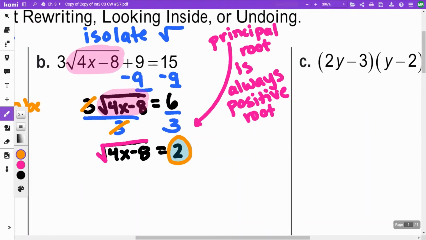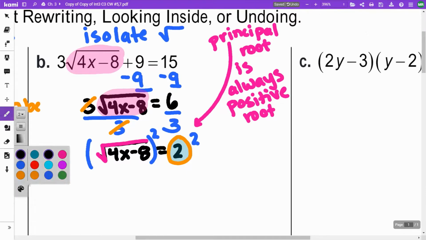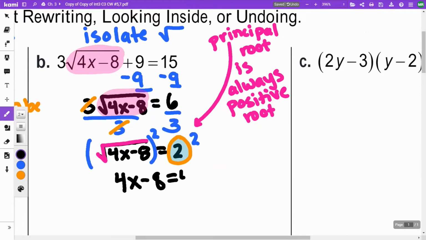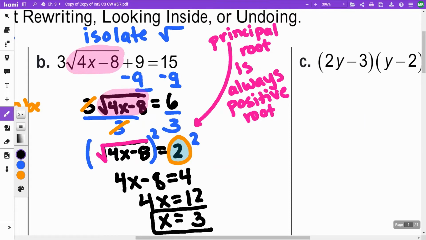So to undo a square root, I'm going to do the opposite, which is squaring. So I'm going to square this side and I'm going to square this side. And when I do, I'm going to get 4x minus 8 is equal to 4. And then we solve. We get 4x is equal to 12. We divide by 4 and we get x is equal to 3.